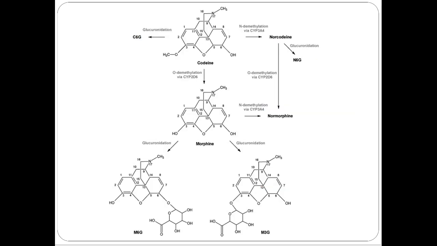Here's an example, and again, I don't like to show structures a lot, and I will absolutely never test you on a structure, but you know, we're talking about the chemistry, so let's do it. This is codeine and morphine. So codeine actually gets metabolized into morphine.